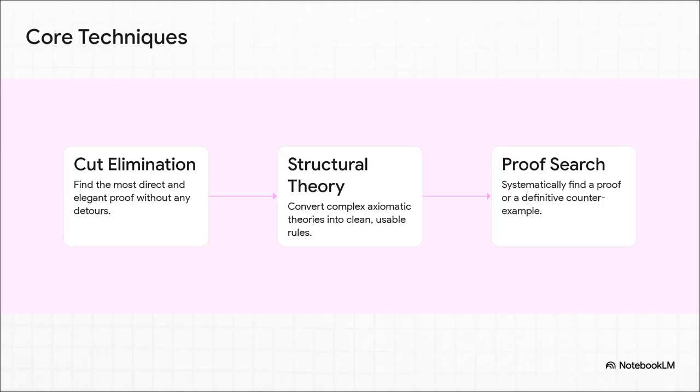So, in our toolkit, we've got three main gadgets. First up is cut elimination. Think of this like finding the most direct hiking trail to the summit. No scenic detours allowed. Next is structural theory, which is like taking a messy, complicated draft of an idea and turning it into a clean, simple set of instructions. And finally, proof search. This is our high-tech scanner, systematically hunting for a valid proof, or telling us for sure that one just doesn't exist.